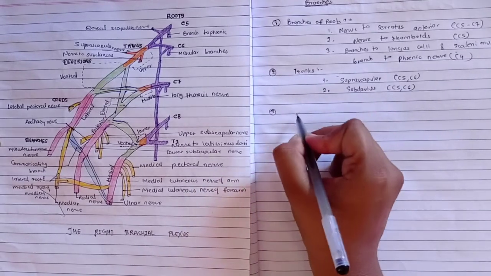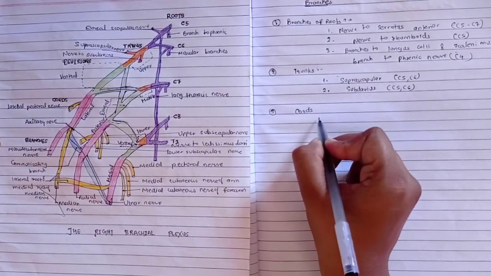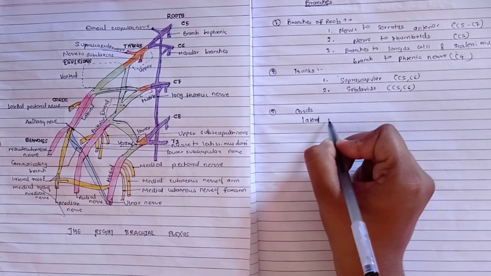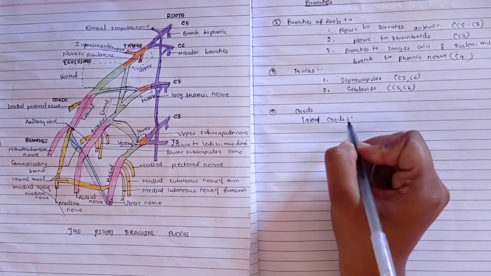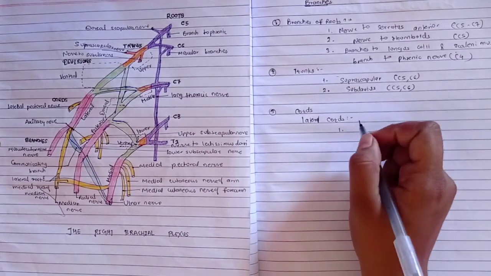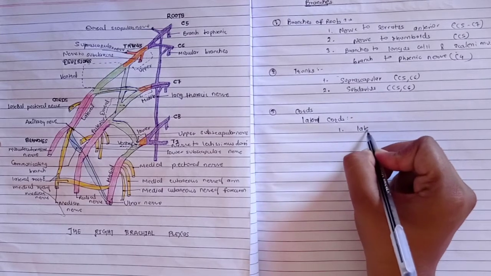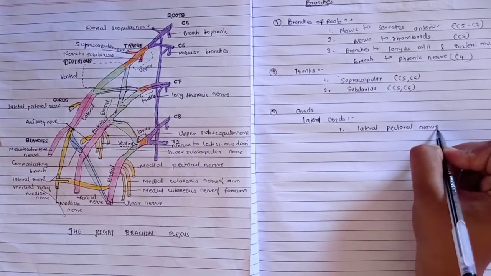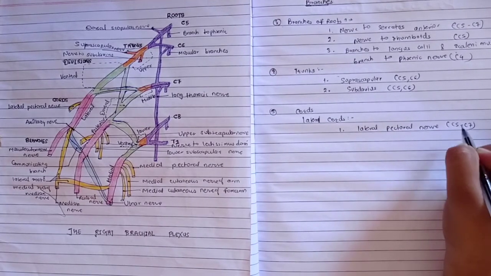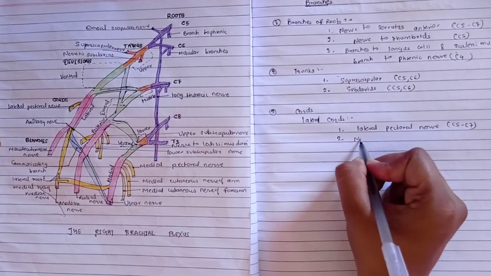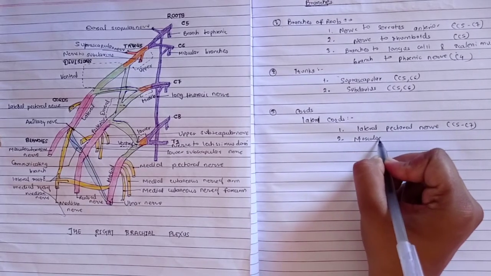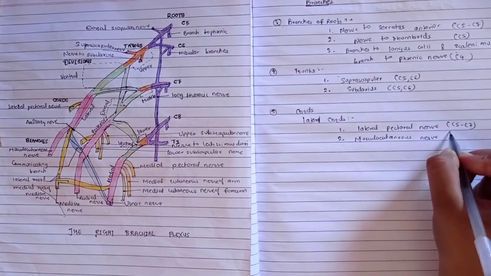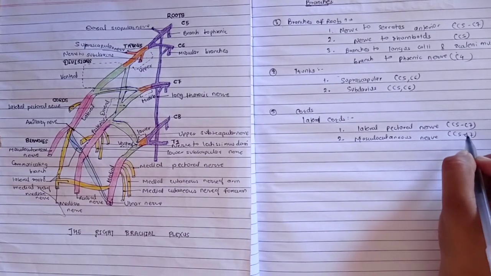Then third, branches of the cords. First of all, the lateral cord. It gives number 1, the lateral pectoral nerve. Then second is the musculocutaneous nerve. And the third one is the lateral root of the median nerve.